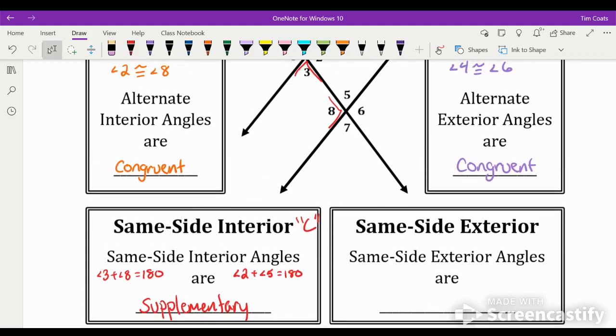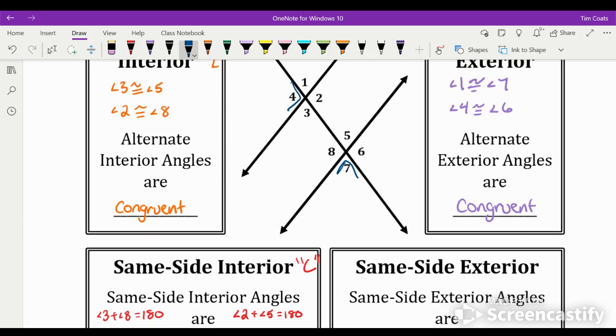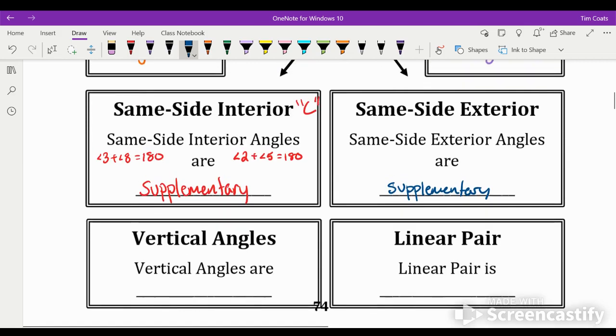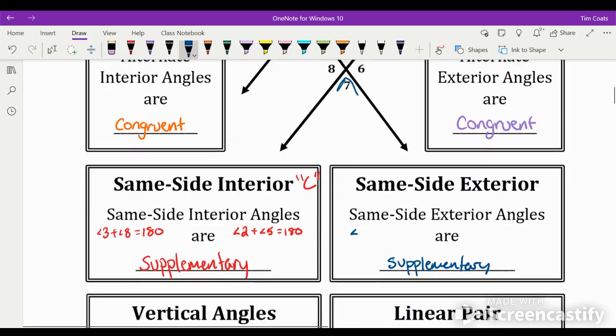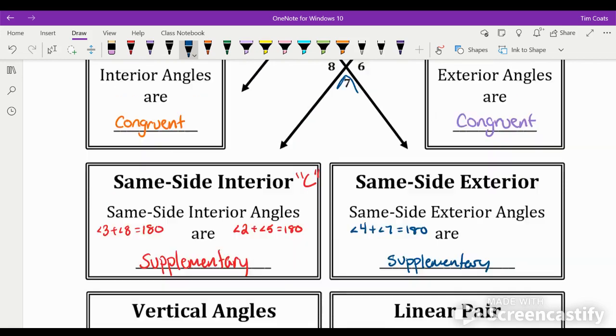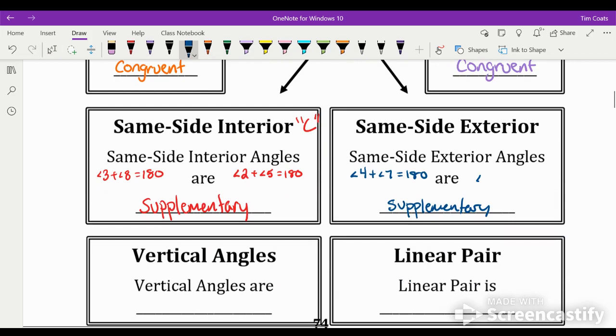And the same thing is also going to be true for same side exterior angles. If we look at them, we can see 7 this time and 4. Those would also be supplementary. Supplementary angles add up to 180 degrees, meaning that those angles, we have to write them down. So angle 4 plus angle 7 equals 180 degrees. We also have angle 1 and angle 6 equals 180 degrees.